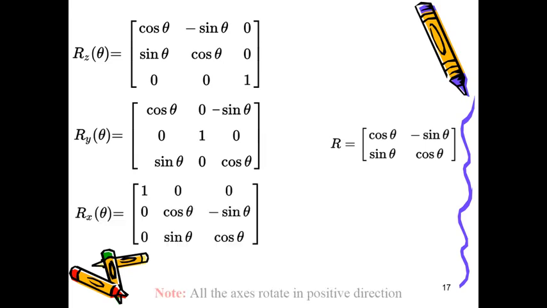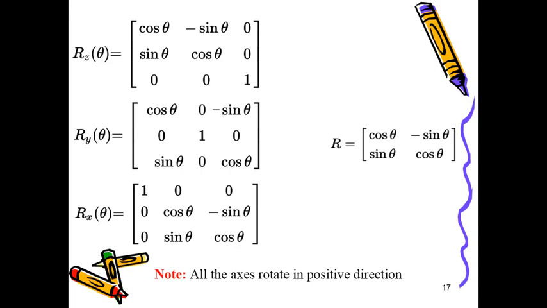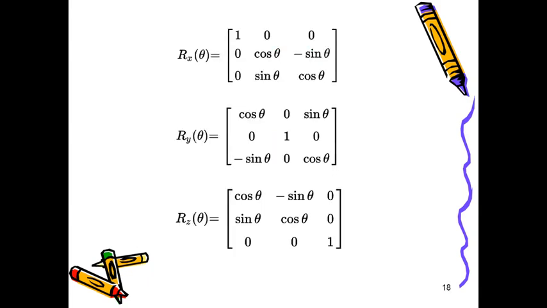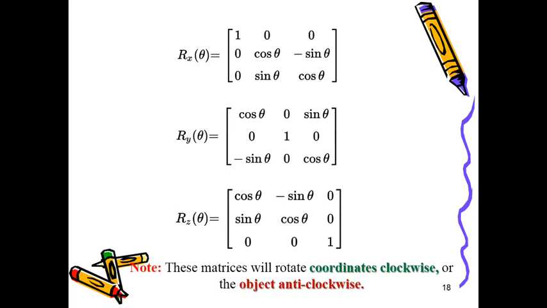Now, all the axes rotate in the positive direction. We generally follow the right hand rule for the coordinate system, and the left hand thumb rule for movement of coordinates. By following the left hand rule, positive y means clockwise in the z-axis, anticlockwise in the y-axis, and clockwise in the x-axis. To make the y-axis also clockwise, we replace theta by minus theta. When we do so, we get the final form of the matrices like this. These matrices will rotate coordinates clockwise or the object anticlockwise, along the x, y, and z directions.